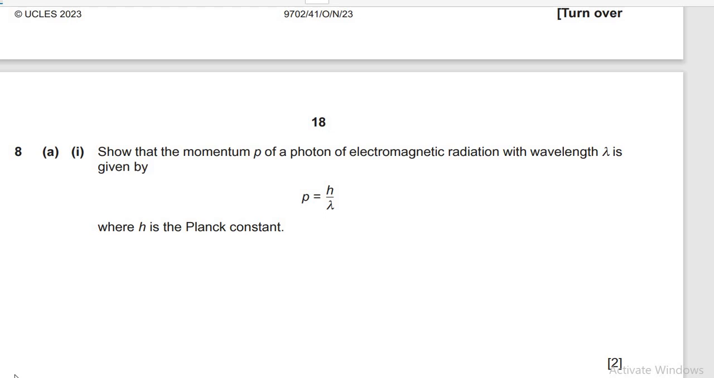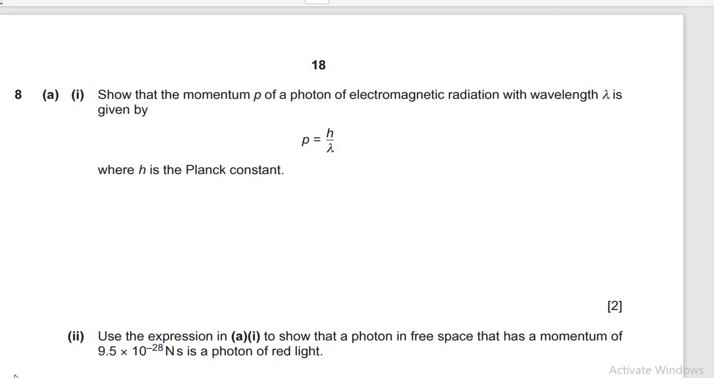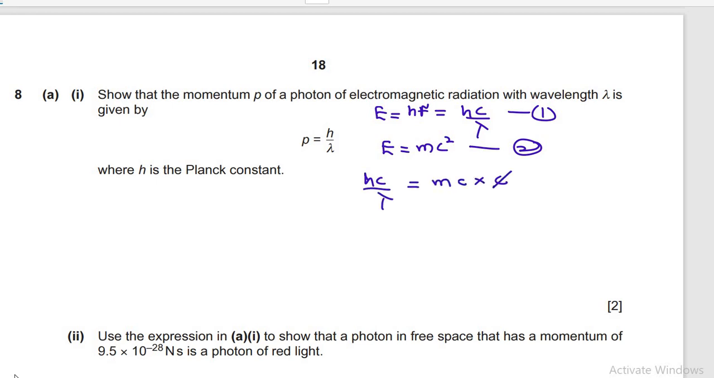Number 8. Show that the momentum of a photon of electromagnetic radiation is this. Now, the energy of a photon is hf, which is equal to hc over lambda, equation 1. From our Einstein equation, energy can also be mc squared. So you equate both energies together. So hc over lambda equals mc squared. One c cancels one c, so we have h over lambda equals mc, which is mass times velocity. Mass times velocity is momentum. So that is it: momentum equals h over lambda.